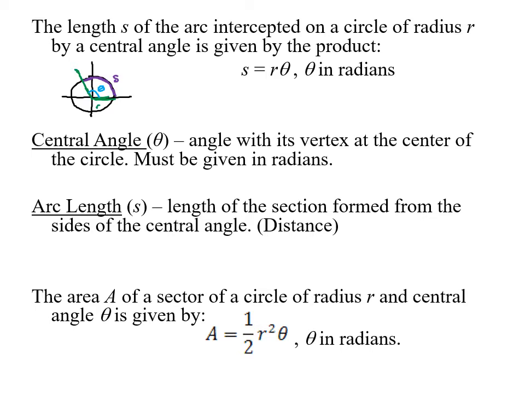And it's a formula, S equals R theta, where theta has to be in radians. And so the central angle is the little light blue theta there, the angle with the vertex at the center of the circle. And the arc length is the distance around the outside.